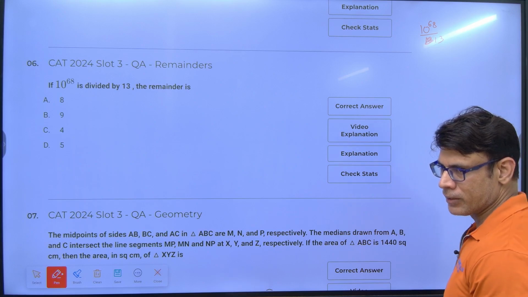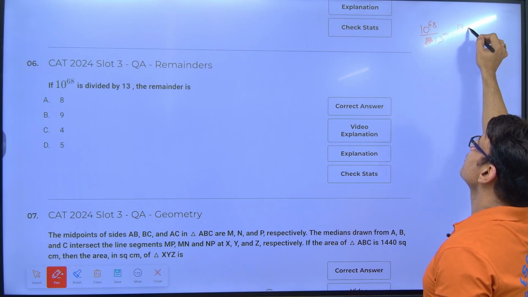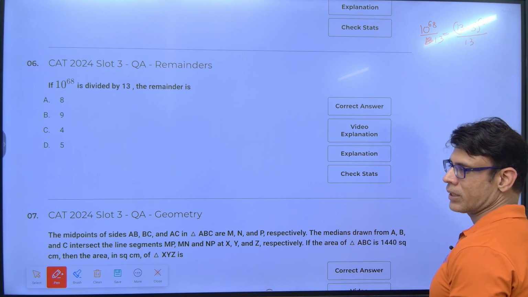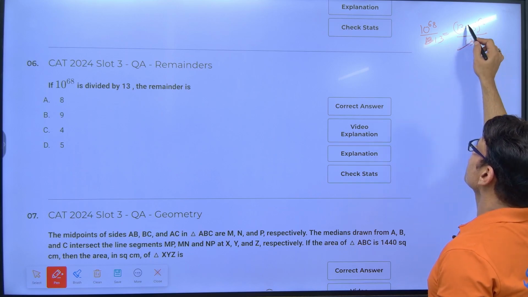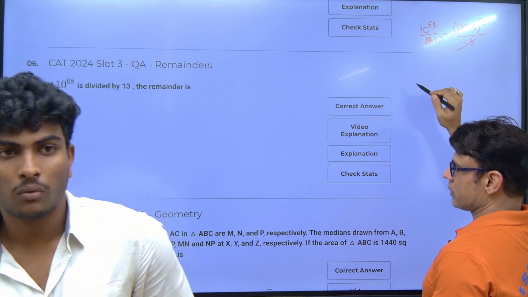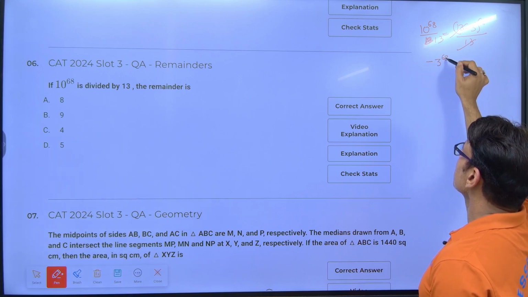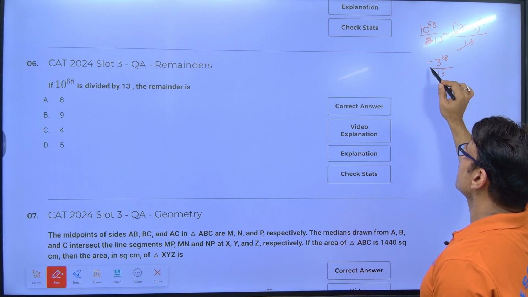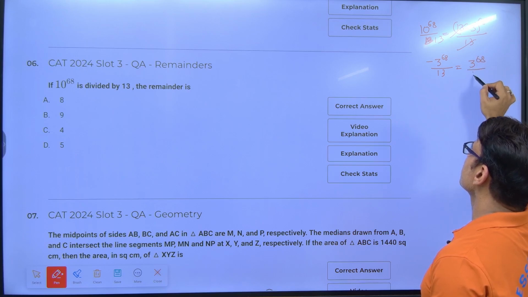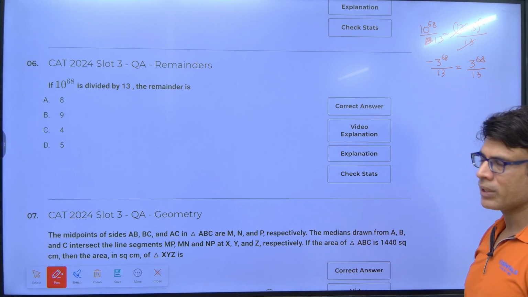Now 10 can be written as 13 minus 3, to the power 68, divided by 13. 13 will cancel all integral multiples of 13. You are left with minus 3 raised to the power 68 divided by 13. Minus 3 raised to the power 68 is the same as 3 raised to the power 68, because the negative sign will go away, it is a positive even power.